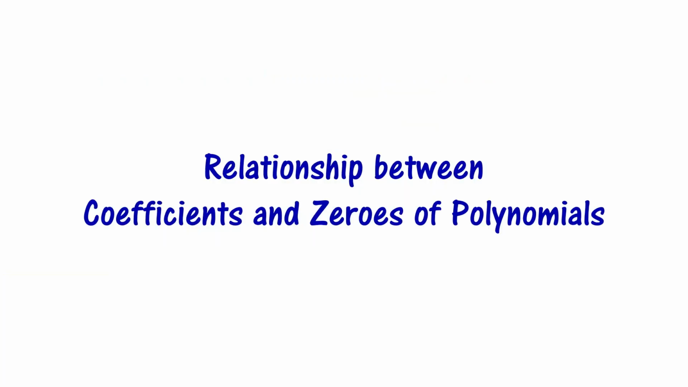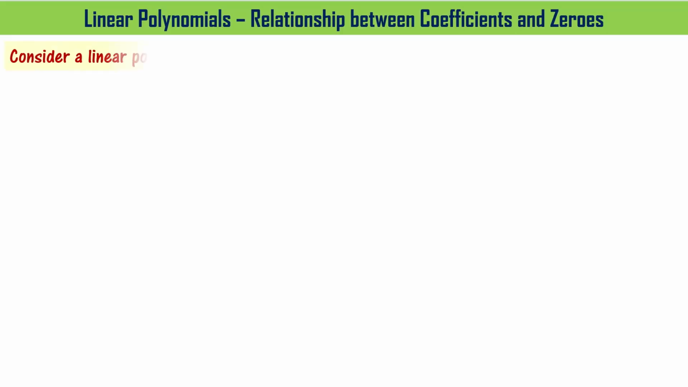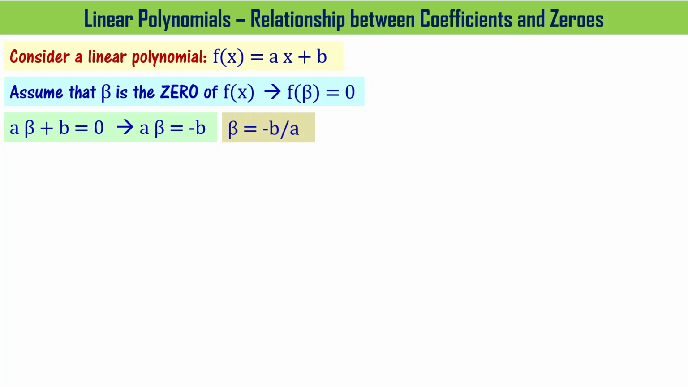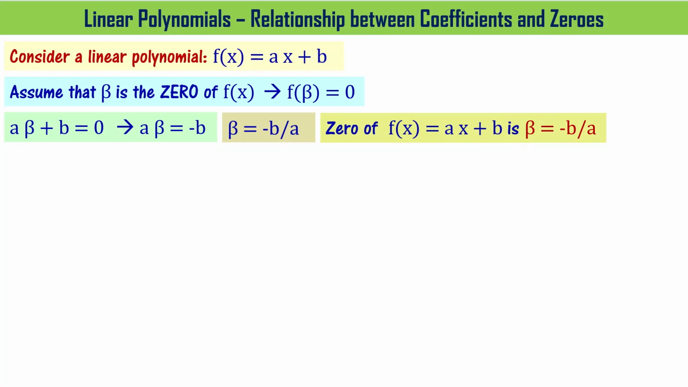Let's learn about relationship between coefficients and zeros of polynomials now. Let's begin with linear polynomials. Let us consider a linear polynomial, that is f of x equal to ax plus b. And assume that beta is the zero of f of x. It means f of beta equal to 0, right? So we can write a beta plus b equal to 0. When you rearrange this, you can write it as beta equal to minus b by a, right? It means zero of f of x equal to ax plus b is beta equal to minus b by a. Please take a note of this.